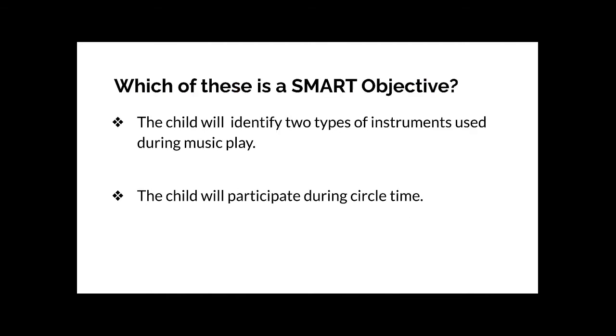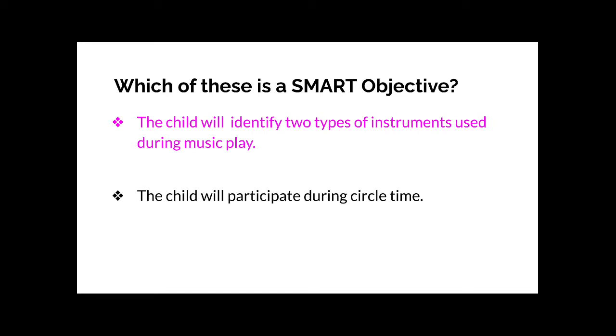So take a look at these 2 objectives and decide which one is the SMART objective. The child will identify 2 types of instruments used during music play, or the child will participate during circle time. If you chose the first one, the child will identify 2 types of instruments used during music play, you are correct. This objective is specific, identifying 2 types of instruments.